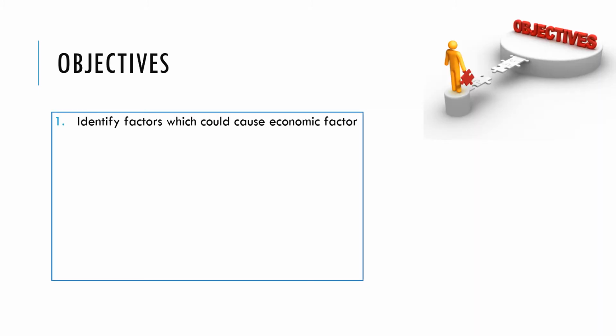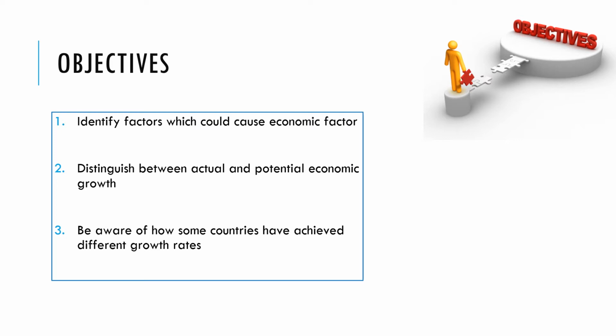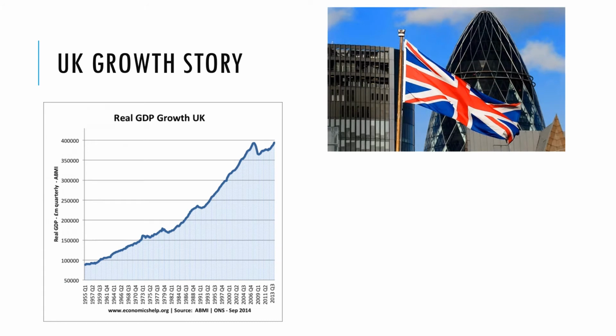So we've looked at factors which could cause economic growth. We've looked at the difference between actual and potential economic growth and some potential constraints to economic growth. The last thing is to look at some examples of countries and how they've achieved different growth rates. Let's start off with the UK.